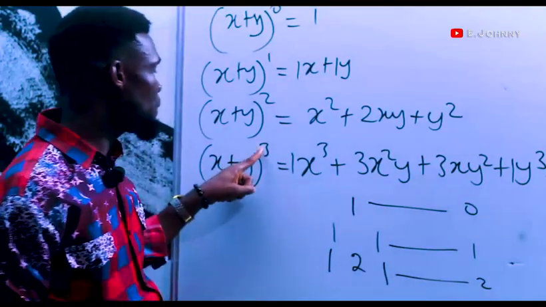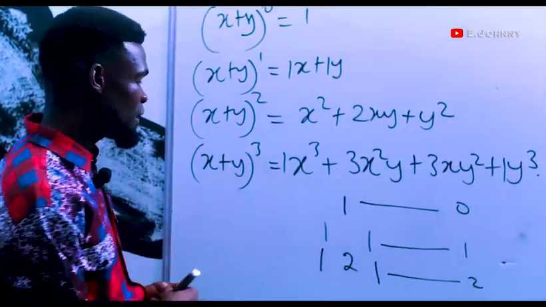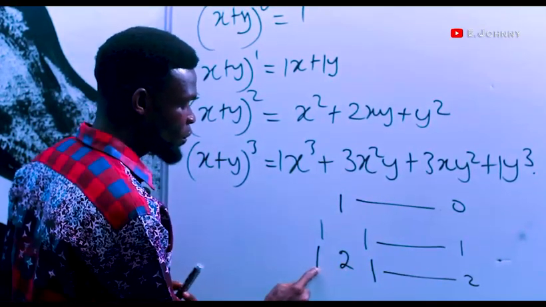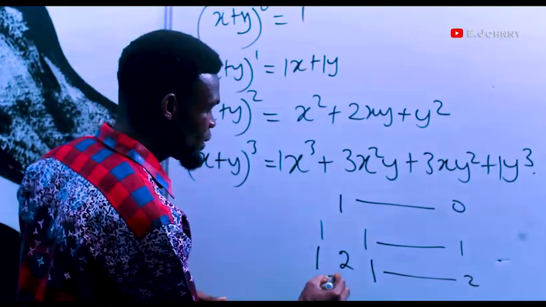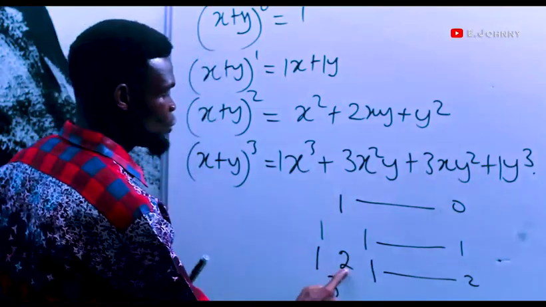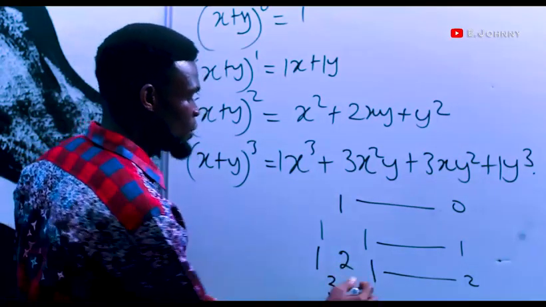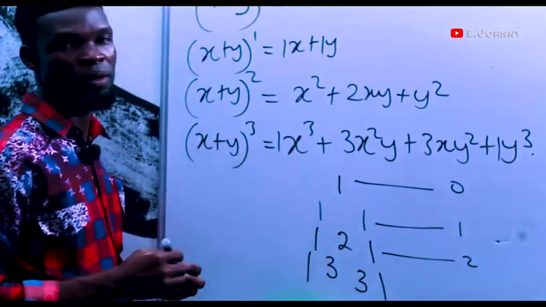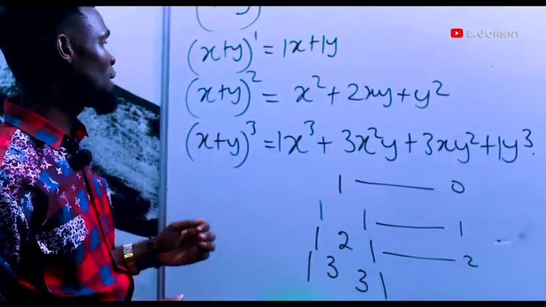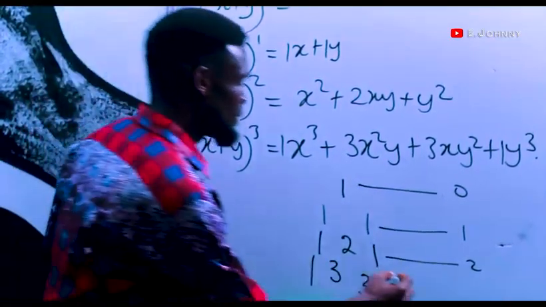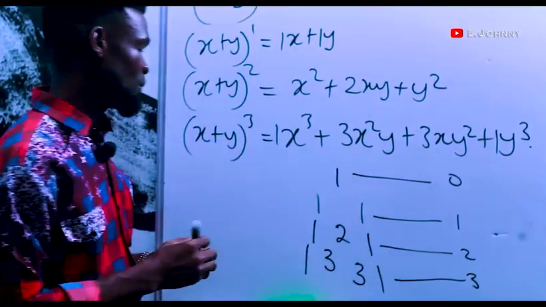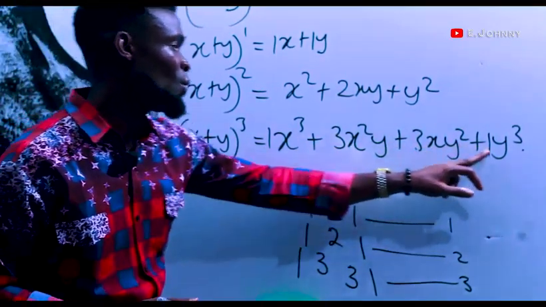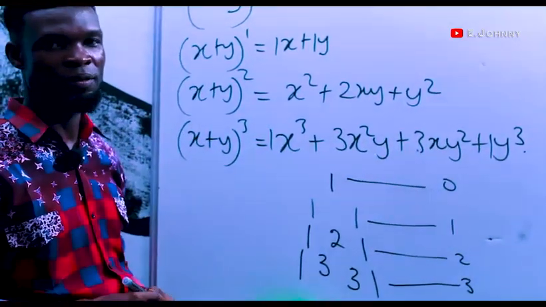Then to expand power 3, what did he do? He added, in between this 1 and 2, 1 plus 2 is 3. You write down 3. 2 plus 1 is 3. You write down 3. At the extreme ends, you put 1 and 1. So you can see the pattern that for power 3, it is 1, 3, 3, 1, which is the coefficient.